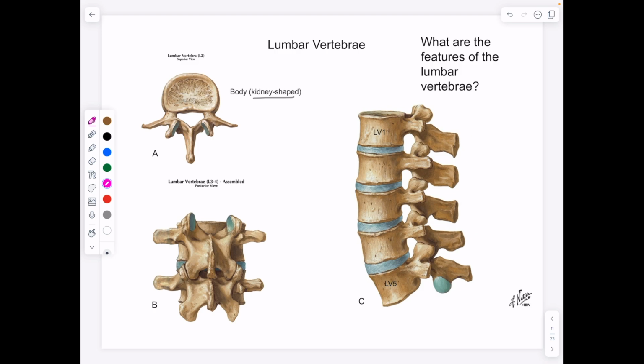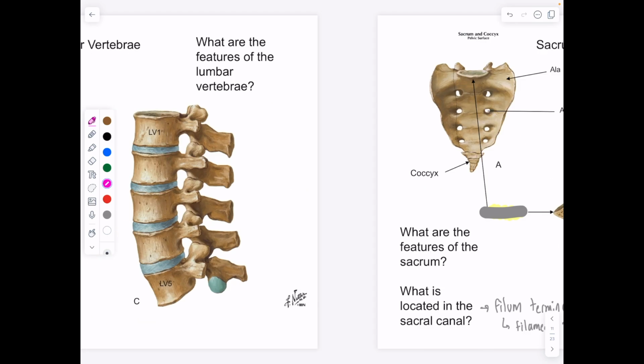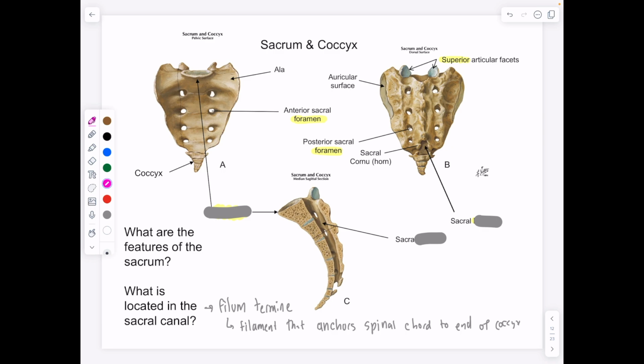Okay, so then we go down to our lumbar vertebrae. Here we have our body is kidney-shaped. Other than that, you can see that there is no transverse foramen. And then we don't have any costal facets, so it's pretty bare bones. But they can articulate with each other in our articulation surfaces on top and bottom. So it's still got that joint between the vertebrae.